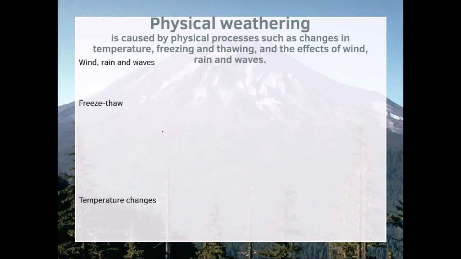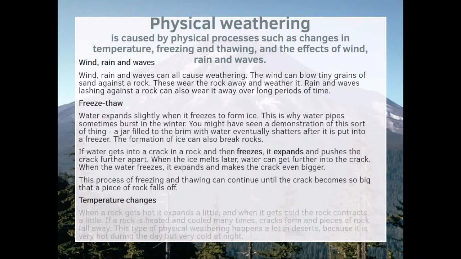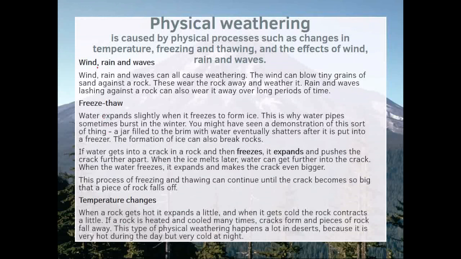Second type of weathering is physical weathering. And from the name also, it's caused by physical processes like change in temperature, freezing, thawing, effect of wind, rain, waves. We'll say them all in details, inshallah. Especially the first type and second type. The third type is about temperature changes, and it will be close to freeze and thaw method.